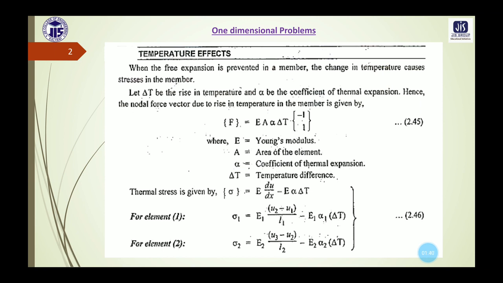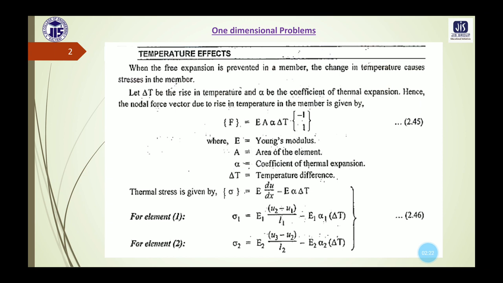So what happens actually when the free expansion is prevented in a member? In that case, the change in temperature causes stresses in the member. So let us consider delta T be the rise in temperature and alpha be the coefficient of thermal expansion. So in that case, the nodal force vector due to the rise in temperature in the member is given by equation 2.45, which is the force vector F. This is equals to EA alpha delta T multiplied by a column matrix minus 1, 1.